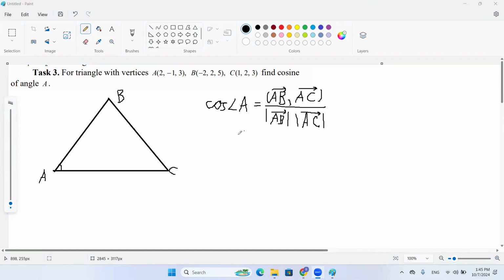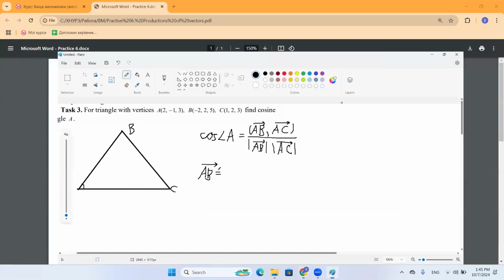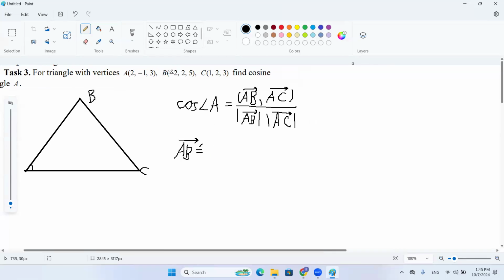Okay, and now let's write the coordinates of vector AB. How to calculate them, first of all? From the end... Maybe any new people, Artem Turchin, do you remember how to calculate the coordinates of vector AB?